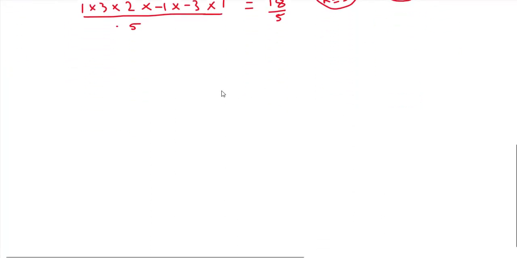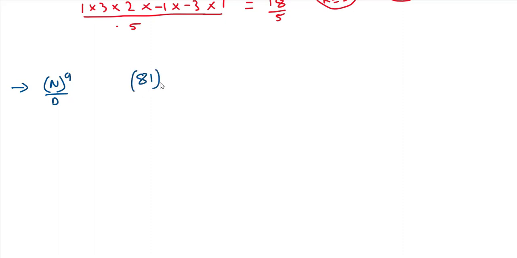Let us consider now another type of expression. Suppose you want to find a remainder when a number is of the form n raised to a, upon d. Let us take an example. Let's say 81 raised to 600. You want to find the remainder when this number is divided by 7.